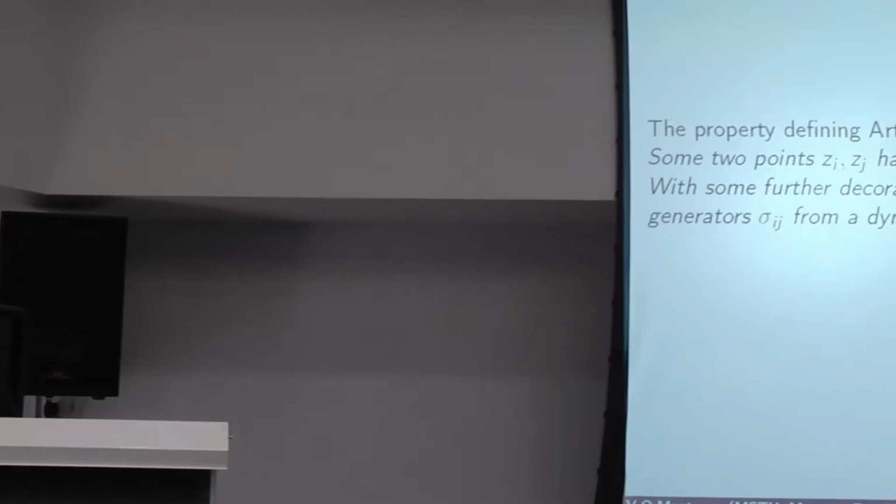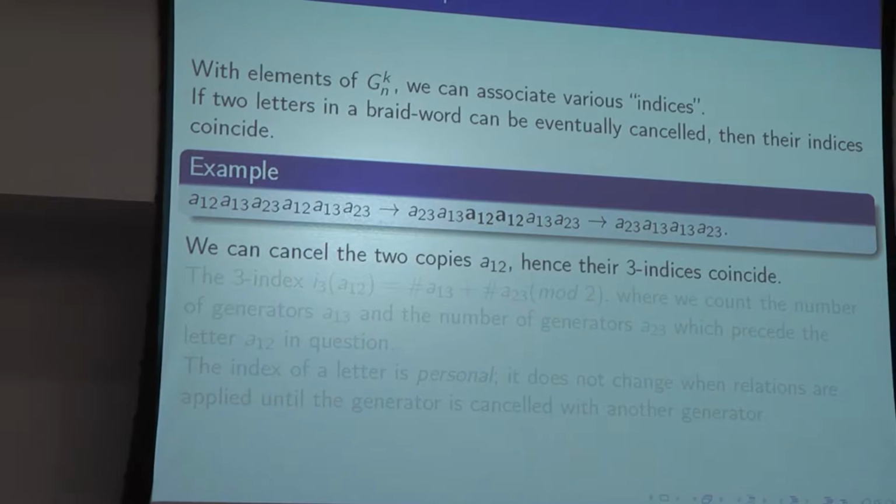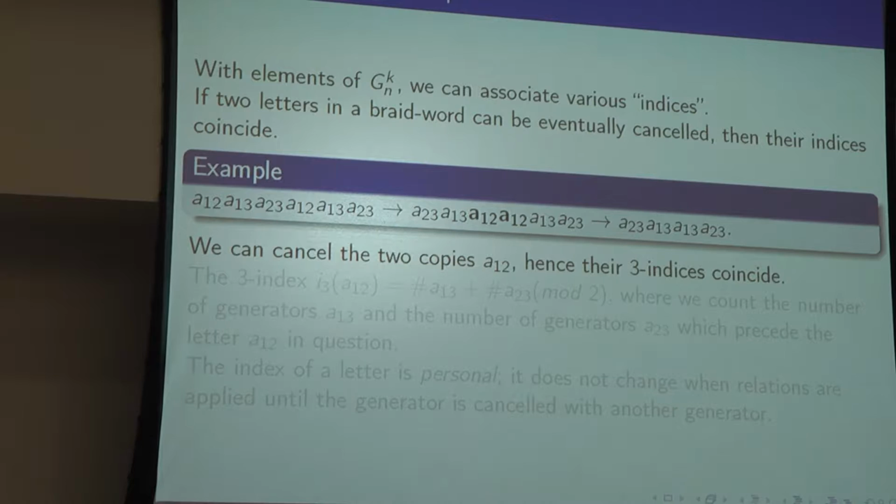And now I would like to say that as for this GN2 approach, we have invisible generators. What do I mean? I mean that if we draw some braid and we have just classical generators, we can say that there are hidden generators which come not from GN2, but rather from GN3, or maybe even GN plus 1. So let me see.